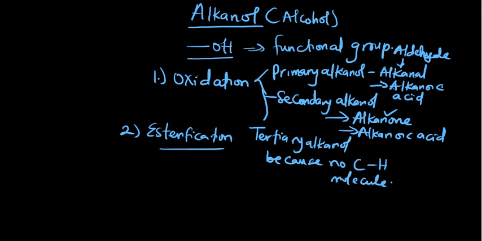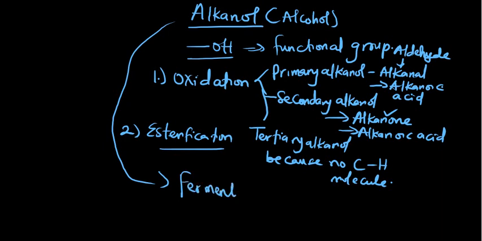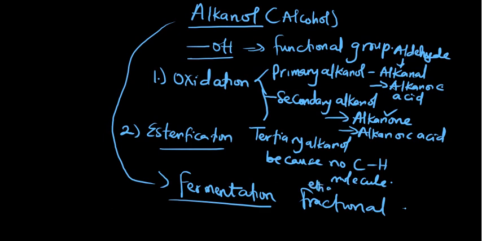But how do we form alkanol? We can form them through fermentation. I'm just talking about how we can form the alkanol. How do we purify them? We can purify alkanol, that is ethanol, through fractional distillation. If you want to get a pure quantity of ethanol, we are going to use fractional distillation.